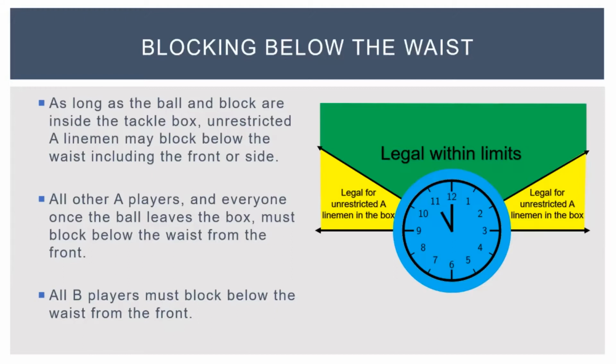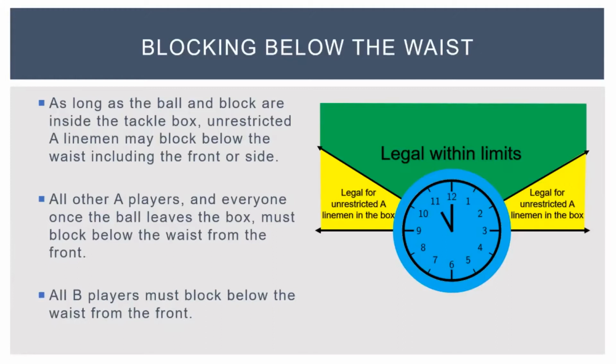Remember that A players who are outside the tackle box at the snap, in motion at the snap, or who have left the tackle box are prohibited from blocking below the waist toward the original position of the ball. And once the ball leaves the tackle box, an A player is prohibited from blocking below the waist towards his own end line. So all of those actions would be illegal once the ball leaves the box.